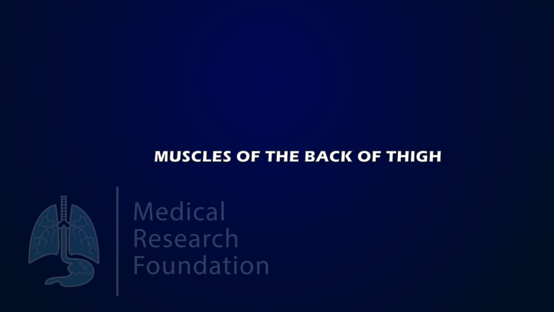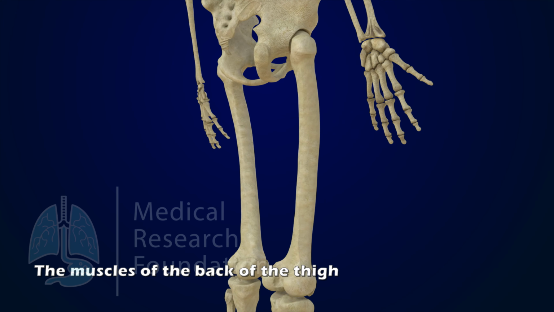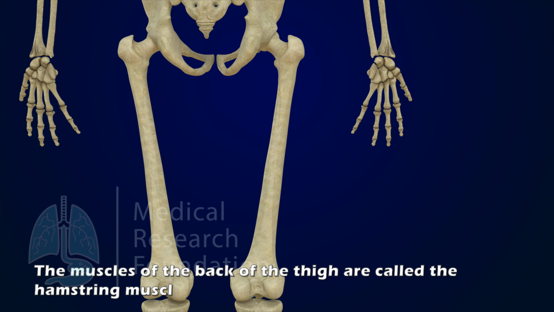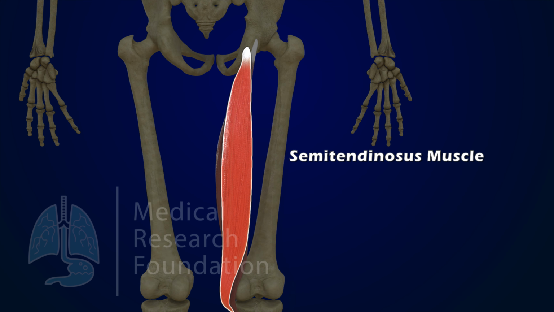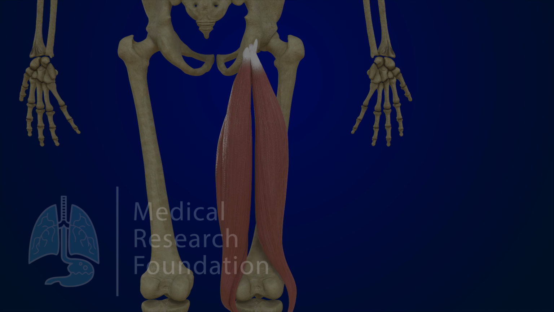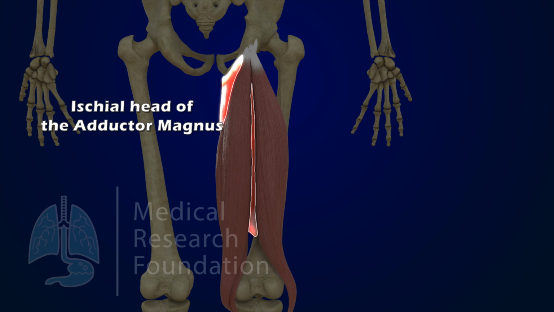Muscles of the back of thigh. The muscles of the back of the thigh are called the hamstring muscles. They are Semimembranosus muscle, Semitendinosus muscle, the long head of the Biceps Femoris, and the ischial head of the Adductor Magnus.